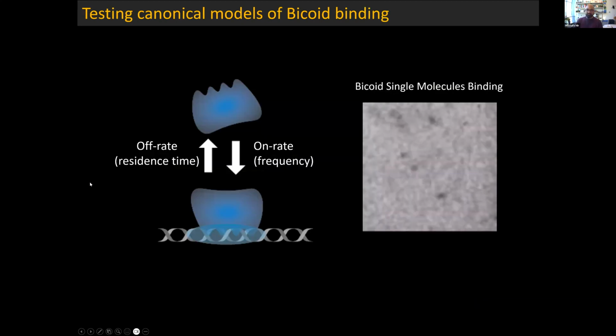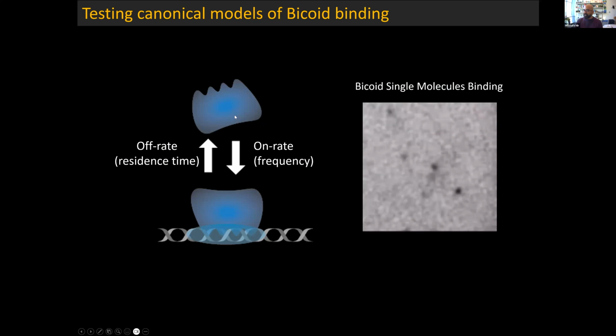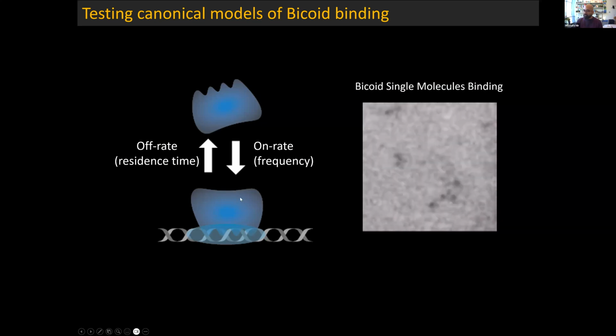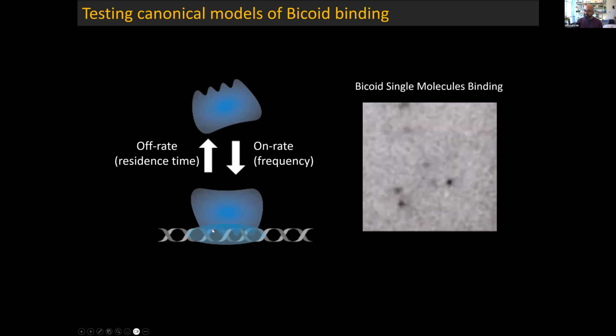So what I initially set out to do while I was a postdoc was to measure these off rates, so how long a molecule sticks on a gene, its residence time, and then the on rate, how frequently it sticks to the same gene.